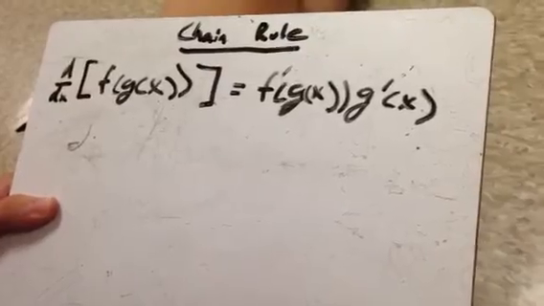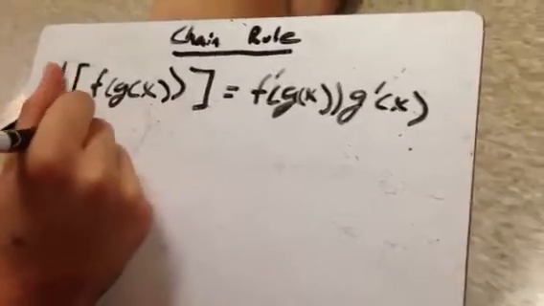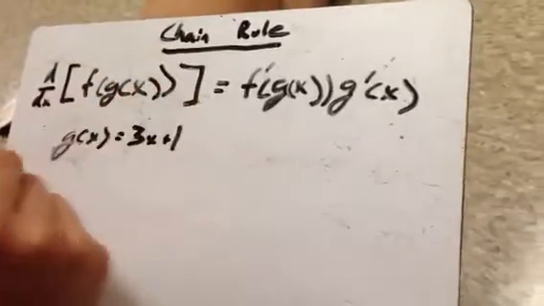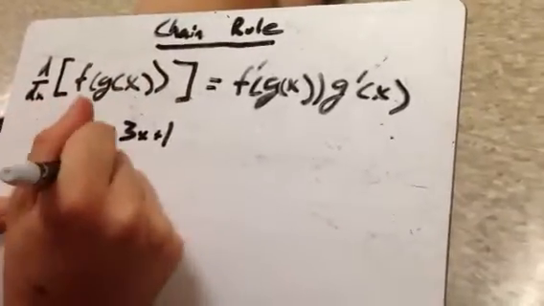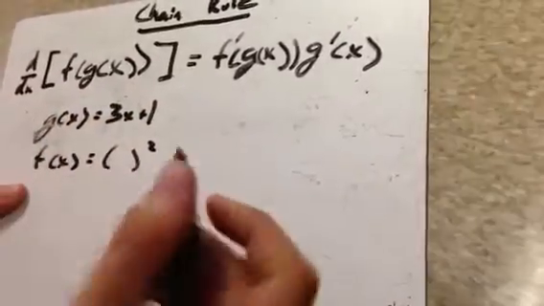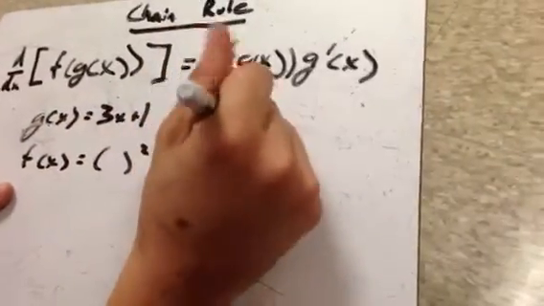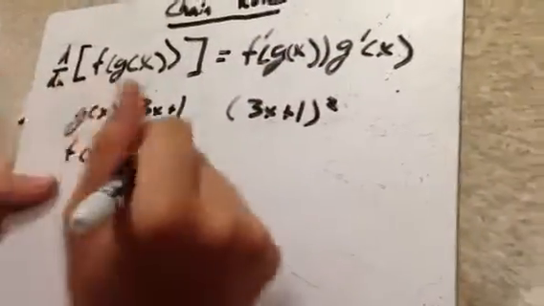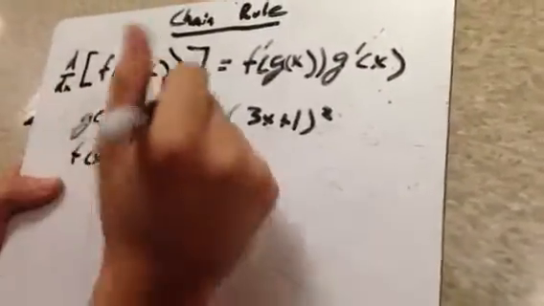g prime of x equals 3x plus 1, and then f of x equals just something squared. Then f of g of x is going to be (3x plus 1) quantity squared, and that's f of g of x. And then for the chain rule, you're taking the derivative of that.